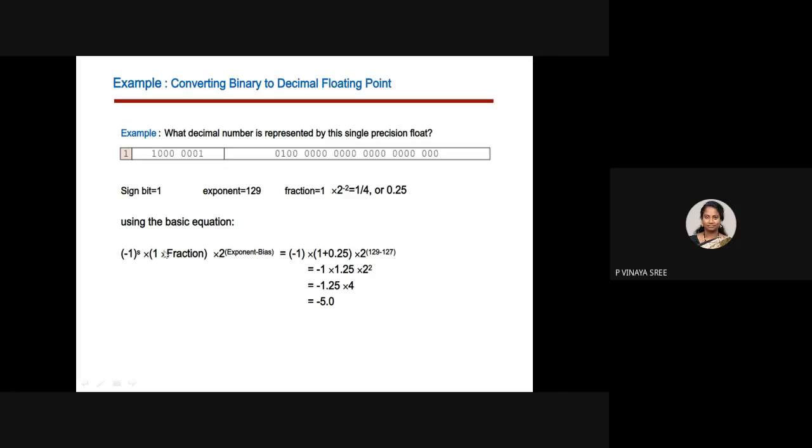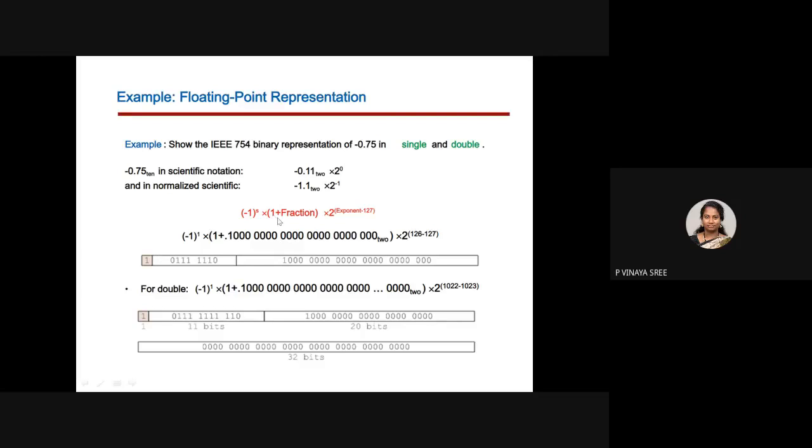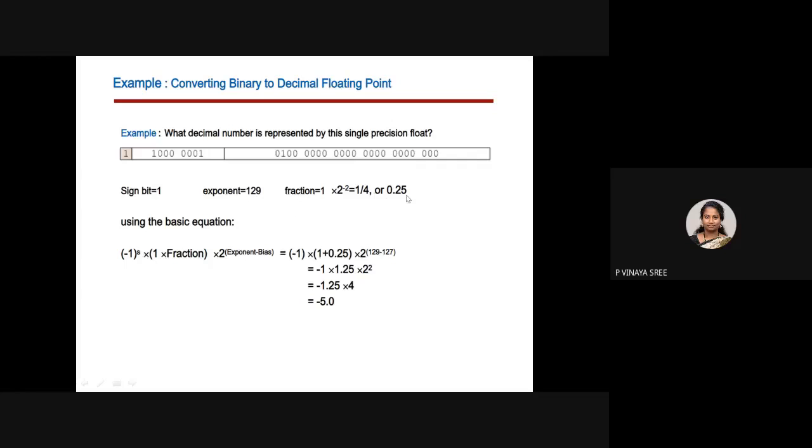So here it is 1 plus the fractional part. What you got is 0.25, into 2 power, now the exponent we have is in excess form, so we have to remove it. So 129 minus 127, because 127 means we are in single precision. So you will get 2 power 2. If you calculate, minus 1 into 1.25 into 2 power 2. So finally you are getting minus 5.0. So this is your decimal number for this single precision.